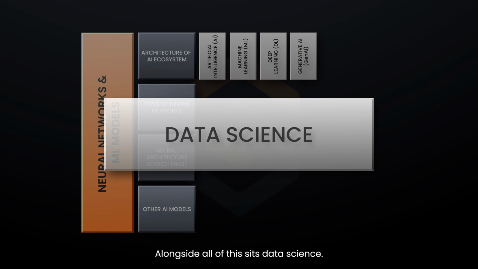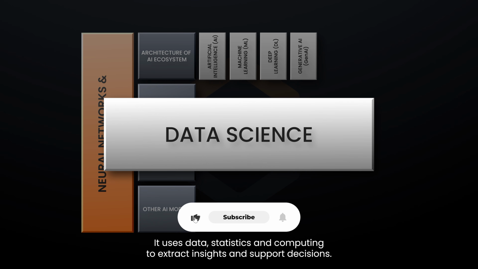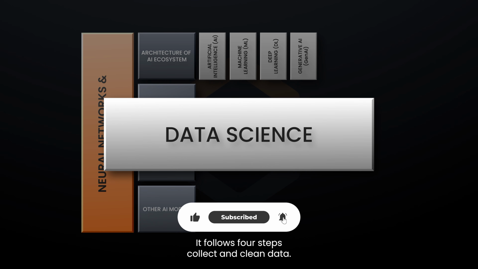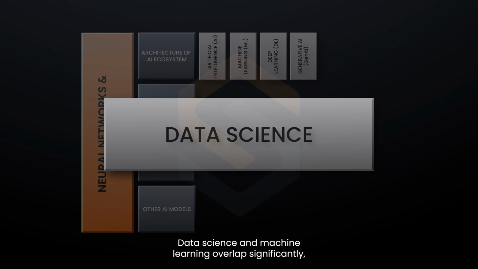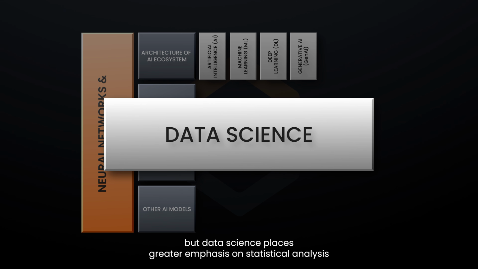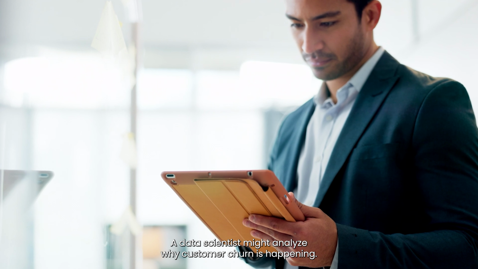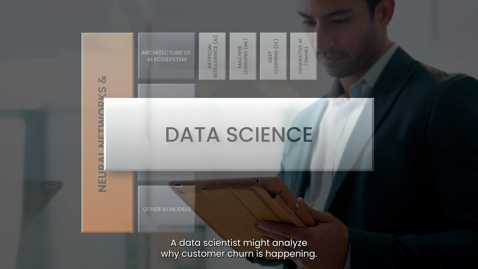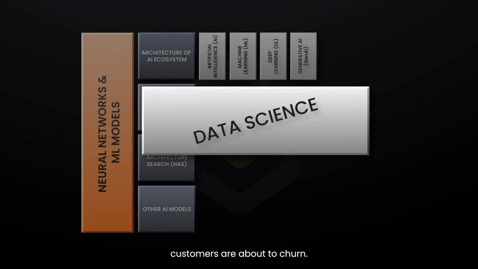Alongside all of this sits data science. It uses data, statistics, and computing to extract insights and support decisions. It follows 4 steps: collect and clean data, explore it for trends and patterns, build and evaluate models, then communicate insights through dashboards and reports. Data science and machine learning overlap significantly, but data science places greater emphasis on statistical analysis and storytelling, while machine learning emphasizes prediction and automation. A data scientist might analyze why customer churn is happening, and a machine learning engineer builds the model that predicts which customers are about to churn.